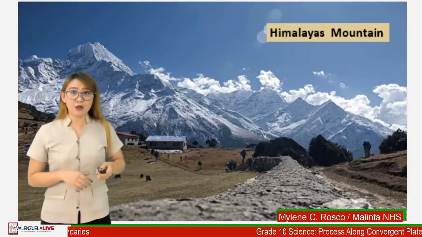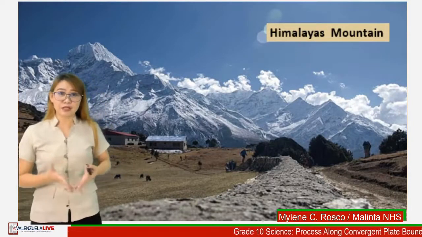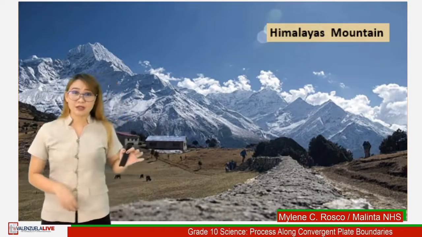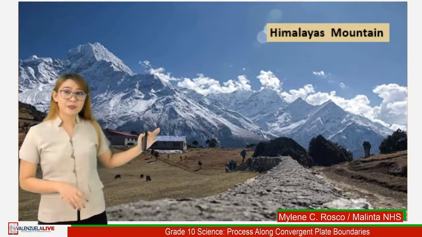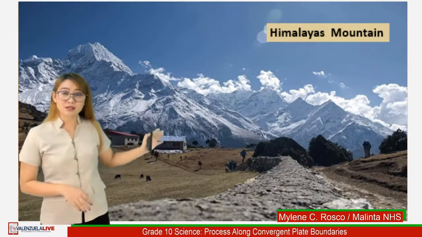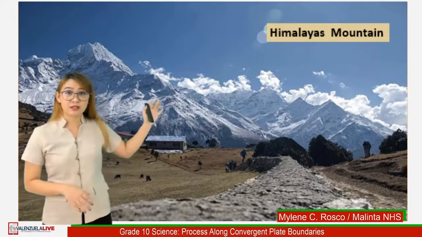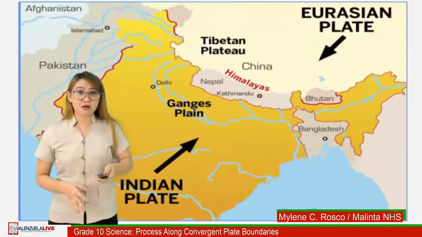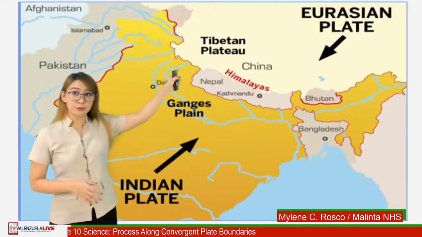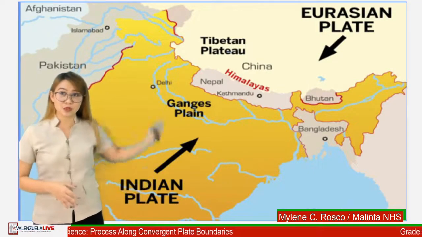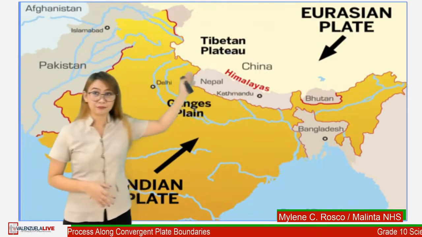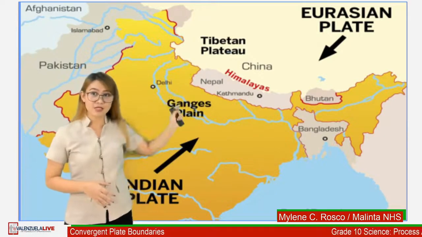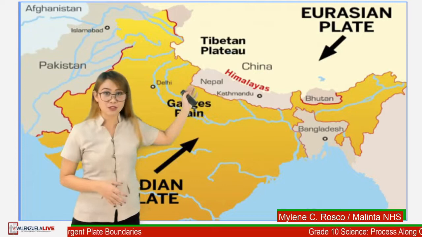So one example of a mountain range that is formed due to continental-continental collision is the Himalayas. The Himalayas is the tallest mountain range found on Earth. Alright? It is formed because of the collision of the Eurasian plate and the Indian plate. So you see the Himalayas here. The collision of these two continental plates causes the formation of mountain ranges.